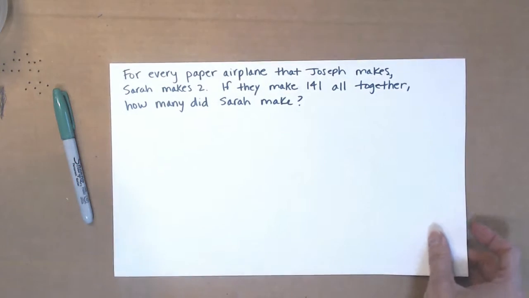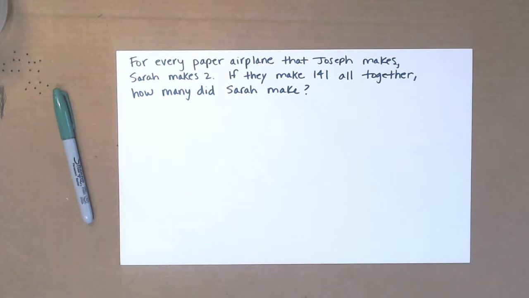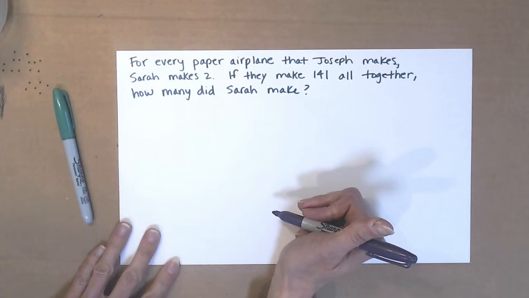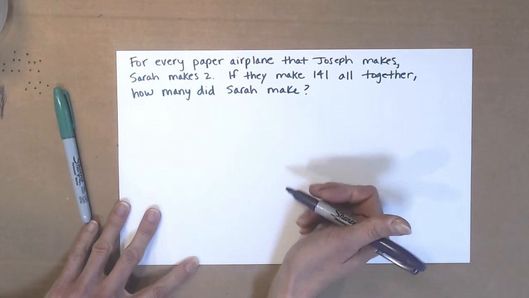Here we are on the second problem, the try problem, the one I asked you to try on your own. For every paper airplane that Joseph makes, Sarah makes 2. If they make 141 altogether, how many did Sarah make? Okay, so again, first question, what do we know? We know that Sarah makes twice as many paper airplanes as Joseph.